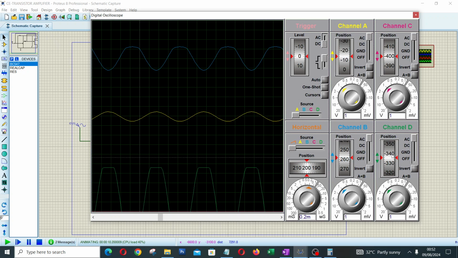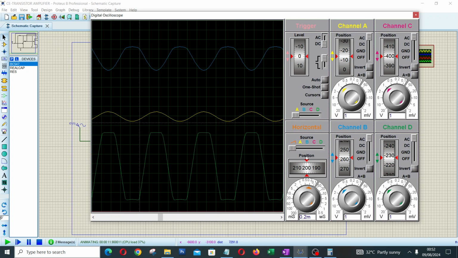So the third one, this is the final waveform. Let's try to make all of them 1 volt: 1 volt for the yellow, 1 volt for the green, 1 volt for the blue. So the yellow, as we already know, is standing for our input signal, that is the low level audio signal, which is standing on one box multiplied by 1, that is 1 volt.